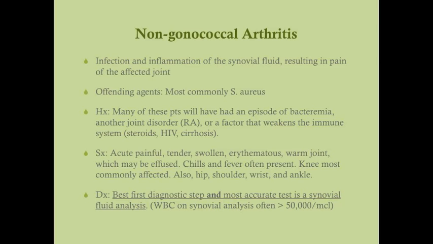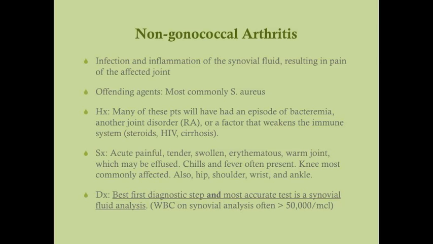The symptoms are going to be acutely painful, tender, swollen, erythematous, warm joints, which may have quite a large effusion. Chills and fever are often present in non-gonococcal arthritis. It will usually be a low-grade fever, but fevers can run up to 102, 103 degrees. And then the knee is the most commonly affected joint. Hip, shoulder, wrist, and ankle are also seen.